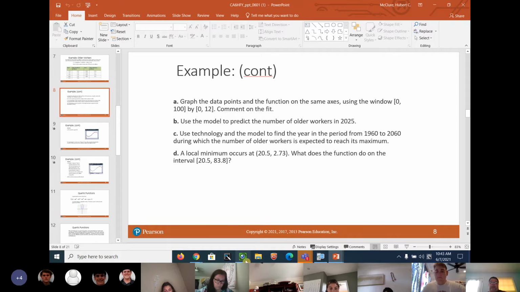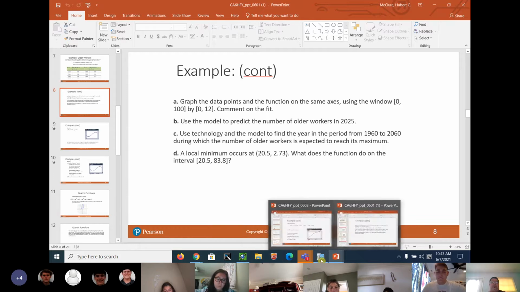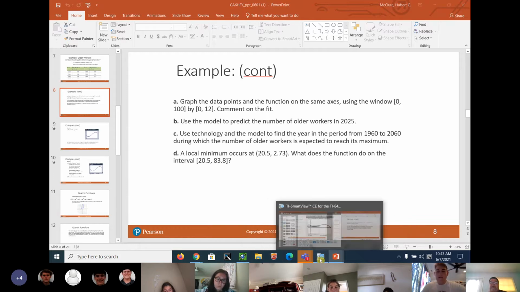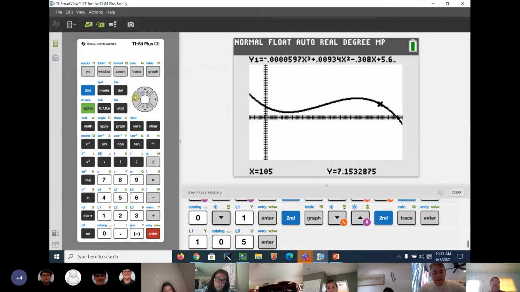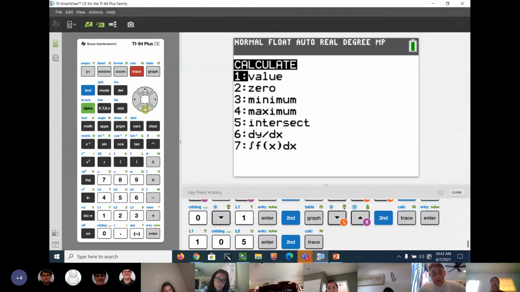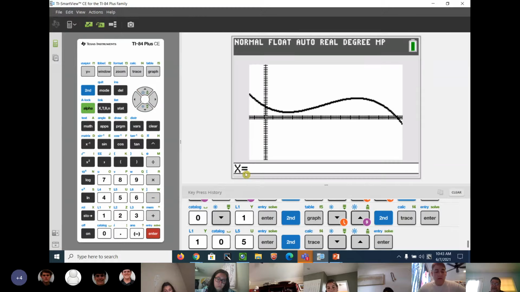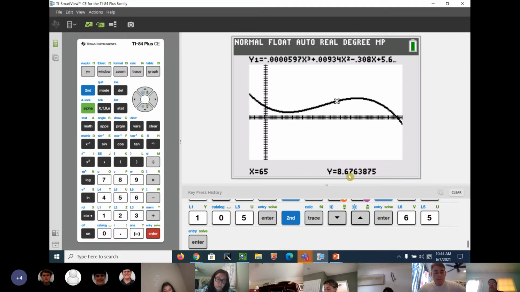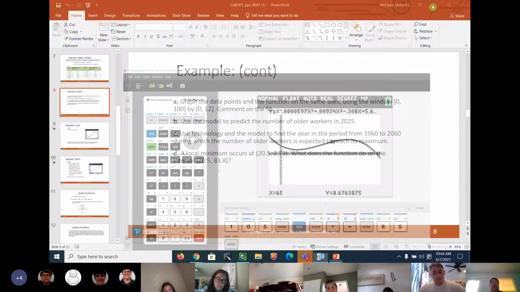65. Okay, so let's go to the table, or we can type in 65. Let's just type it in. Second, trace, value. You say 65? Yeah. 65 is 8.68. And that should be what they got. Let's see.